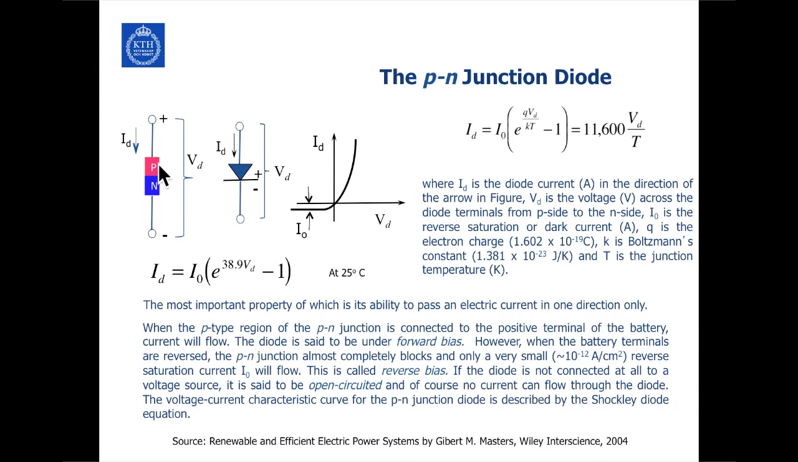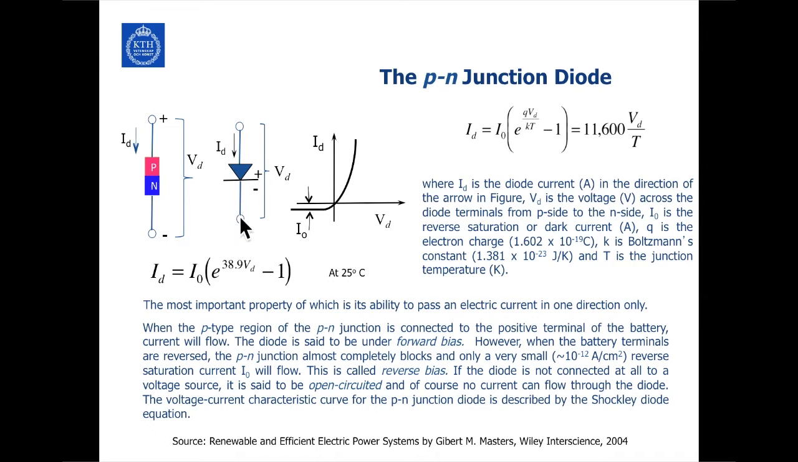Here we represent the PN junction. The red color is the P material, N is the N type material, and then we apply the voltage across it. When you apply the voltage, we are going to have current flowing through it, and this can be modeled as a diode. ID is the diode current in amperes, and the direction of the arrow shows which way the current is flowing across the terminals, from the P side to the N side, and then I0 is the saturation current.